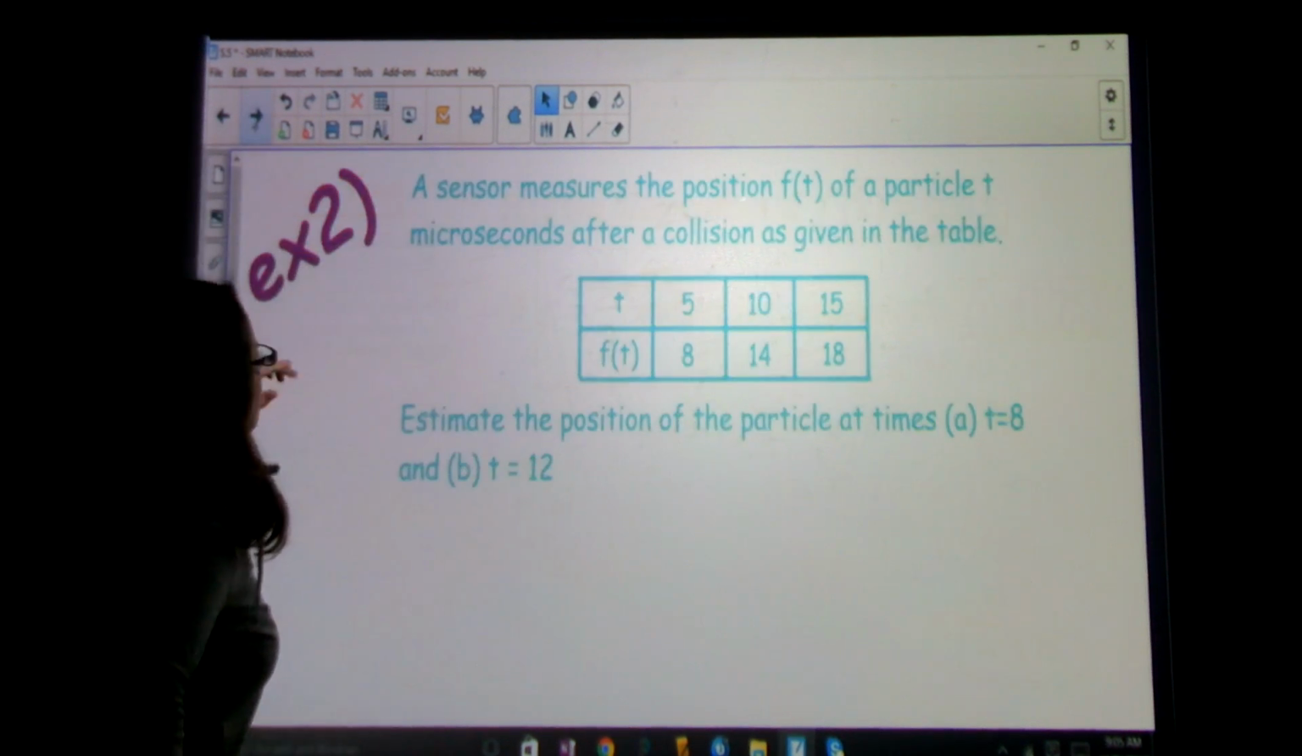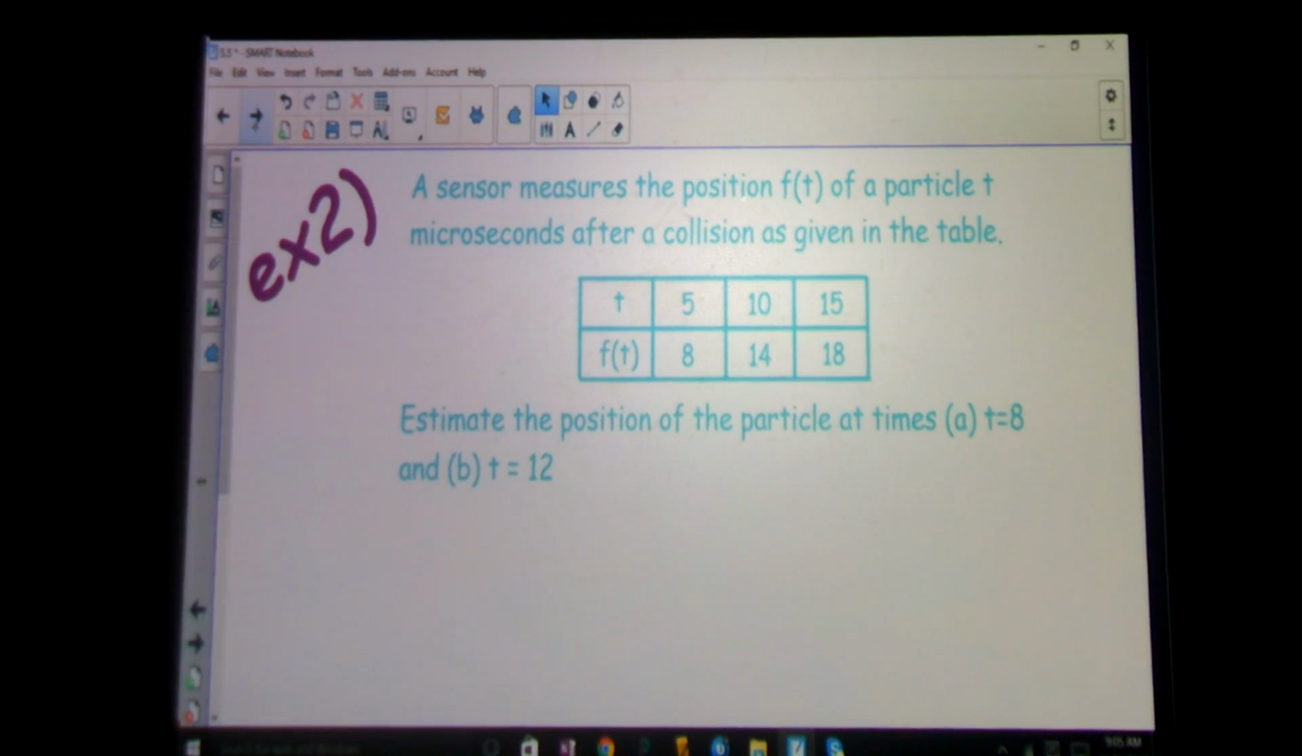Okay, so now we've got linearization. Let's do a word problem. This is how they often show up on the AP test, is a table. They usually don't say find the linearization, although they have before. I've actually seen it on extended response. But usually it's a table. So we have a sensor that measures the position of a particle t microseconds after collision. Estimate the position of the particle at times t equals 8 and t equals 12.